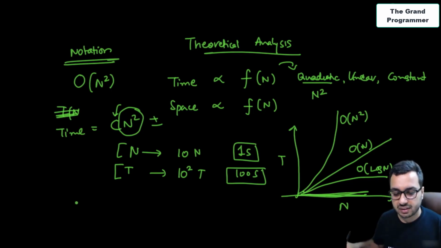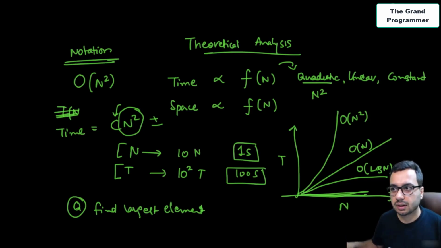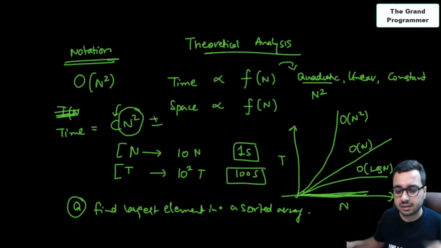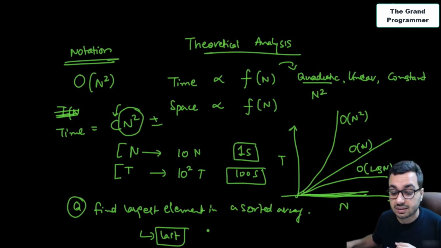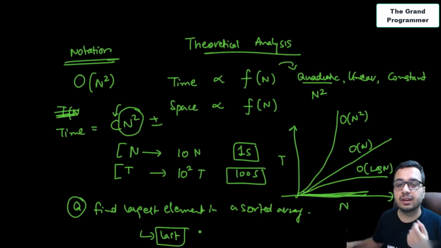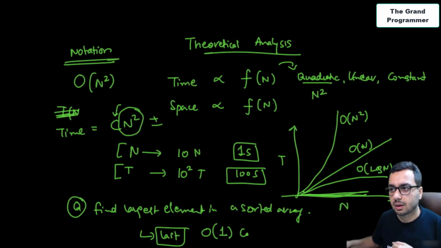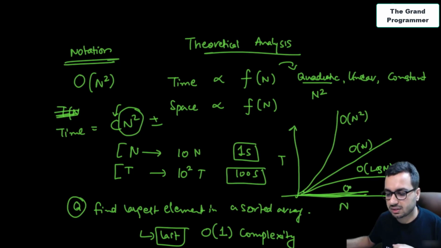For example, if I say find the largest element in a sorted array, it doesn't matter how big the array is, we know the last element would always be the largest. So we can find out the largest element in constant time without iterating over the array. It will not depend upon how big the array is. Constant complexity is written as order 1 complexity. That means your time does not change according to the input. So we can say this is nothing but O(1).